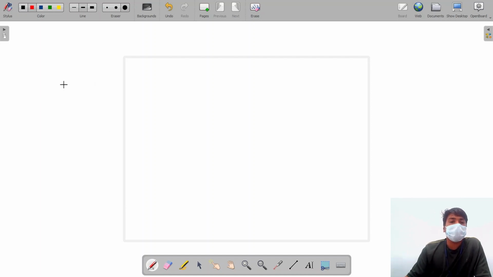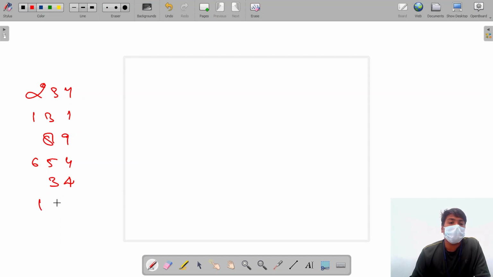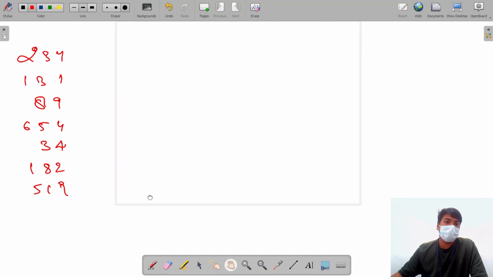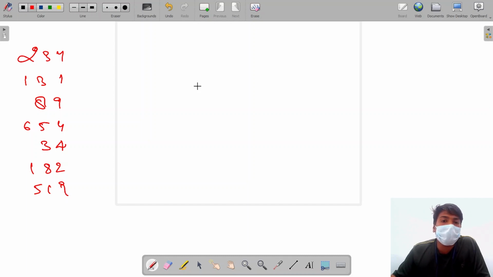Suppose in radix sort we have an array and the numbers are 230, 234, 131, 89, 654, 31, let us say 34, 182 and 519. These are some numbers that we have, and we have to sort them using radix sort. Let us take a small example for radix sort, so that you can understand the approach that we are going to use.